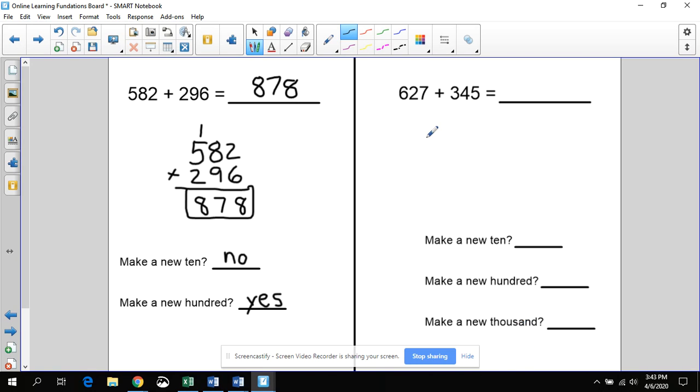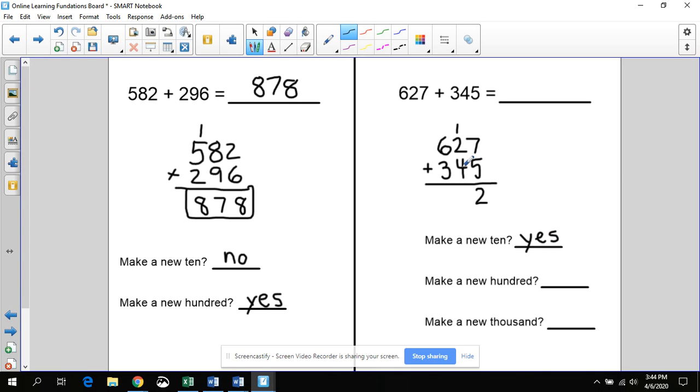So first I need to rewrite the problem, 627, and then I need to make sure I line up 345. And then I'll put my plus and my line. 7 plus 5 is 12, so I have a new 10 with my 2 left over. So my answer to the first question is yes, I did make a new 10.